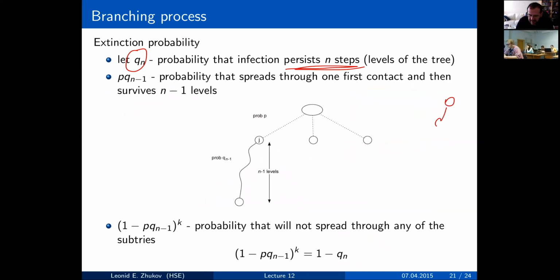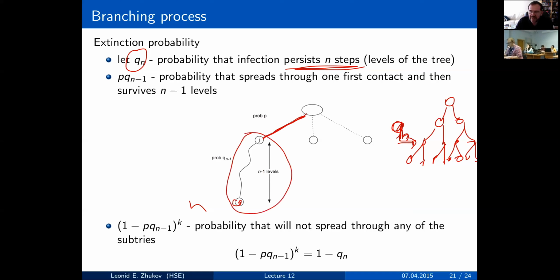So we have multiple levels of this tree, and we're saying, let Qn be the probability that infection survived to this level of the tree, right? So we're going to write a recursion for this. Let's think about this process. For infection to survive to this nth level, it should propagate to the first connection and then survive n-1 levels.